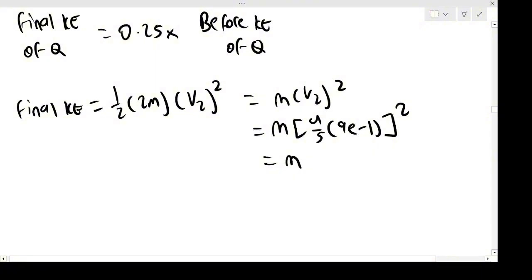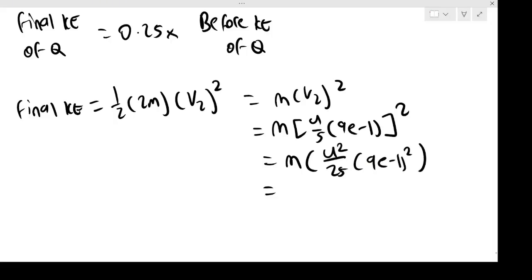So we can expand this to get m lots of, now u over 5 squared is going to be u squared over 25, and then 9e minus 1 all squared. Okay, then we can simplify this to 1 over 25 lots of mu squared of 9e minus 1 squared, and that is my expression there.